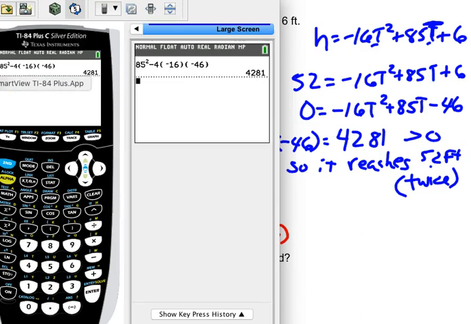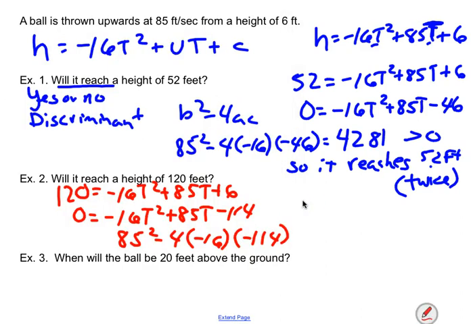Okay, so the only thing that's going to change here, I'm just going to do second enter. That brings up the last thing I typed in. The only thing that changes is the end part, so I'm going to make that 114. Enter, and you see I get negative 71. Well, the b squared minus 4ac is what goes in the square root in the quadratic. If you square root a negative, you don't get a real answer. So because this is negative 71, which is less than 0, it doesn't reach that height. Okay? It does not reach 120 feet. So no, it doesn't reach 120 feet.